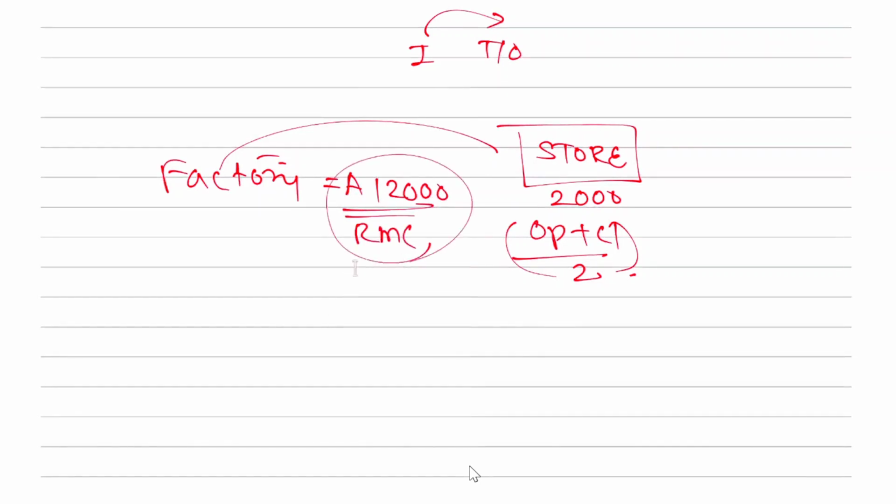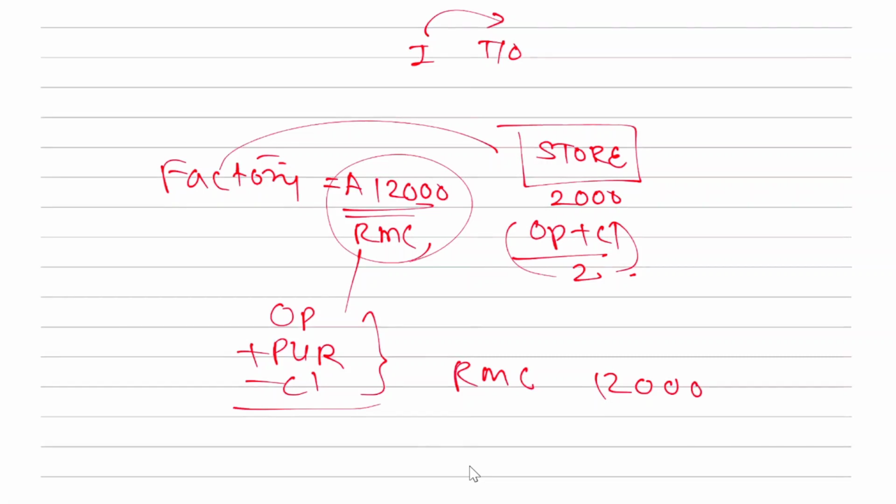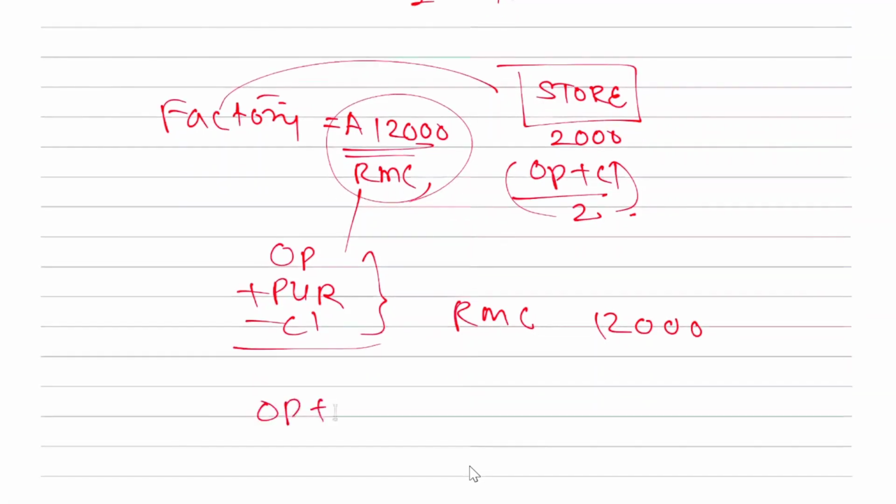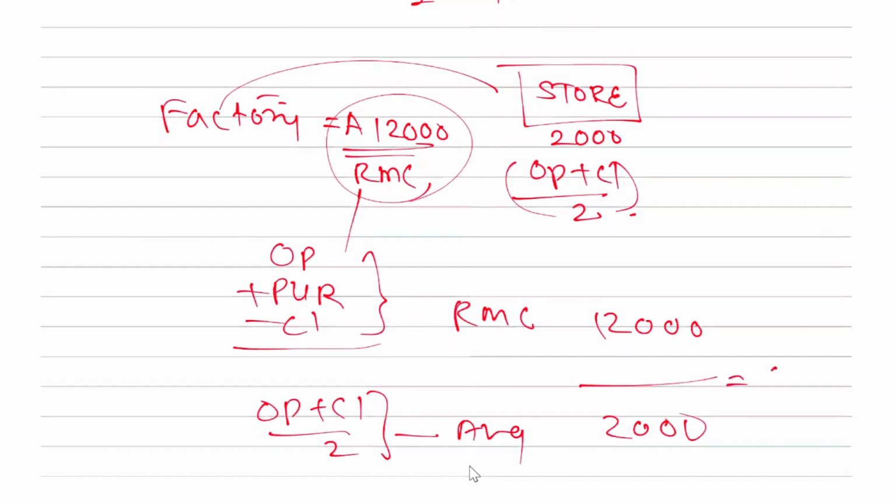How do you get raw material consumption? Opening plus purchase minus closing. You will get raw material consumed, which is 12,000. And opening plus closing divided by 2 gives average stock, which is 2,000. You have 2,000 in your godown and you have to send 12,000 to the factory. How many times will that movement happen? 6 times.